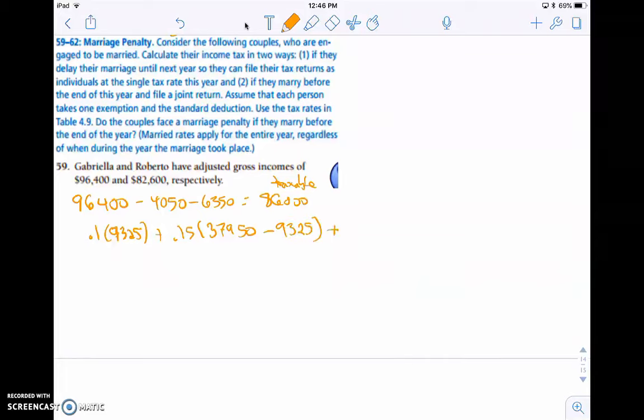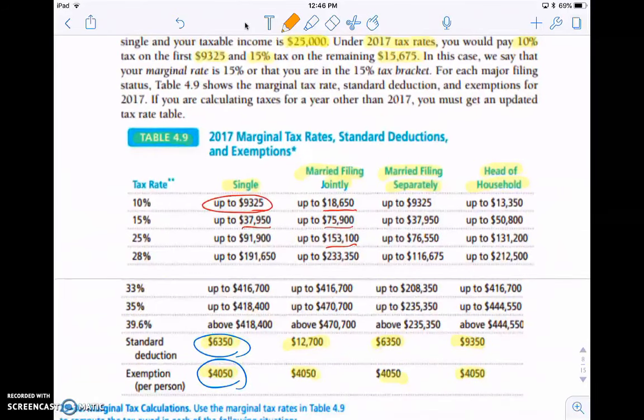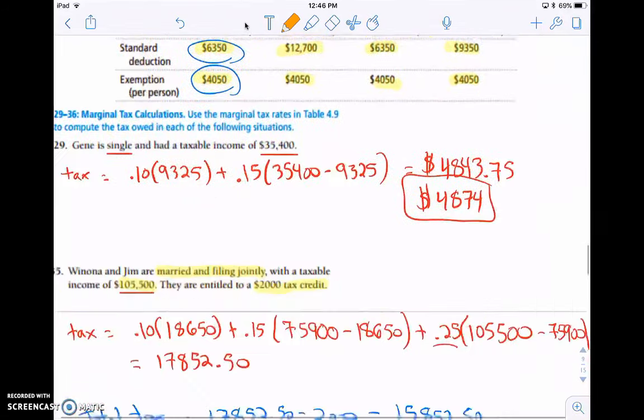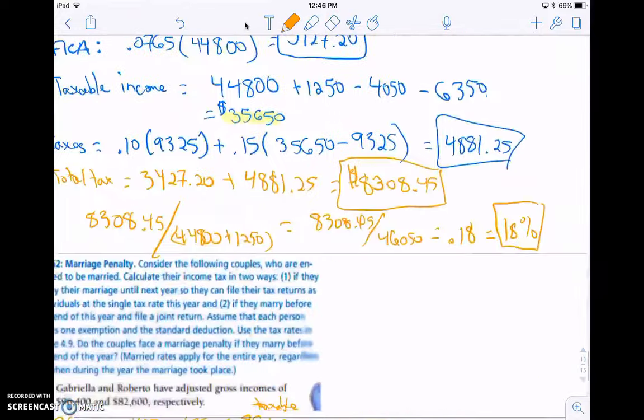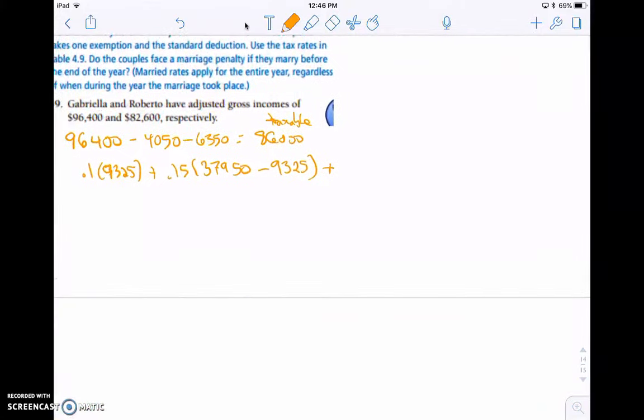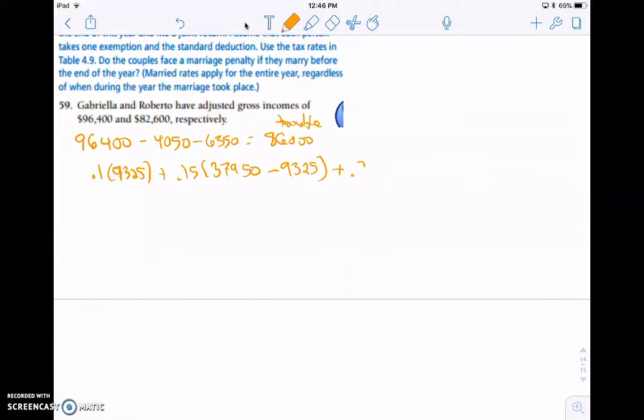And then the next bracket, if we look at the next bracket, again coming way up here, the next bracket in the singles is at $91,900, and so the $86,000 falls below that, so she's in the 25% bracket. We take $86,000 because that's as high as she went, minus the lower threshold of the 15%, which is $37,950.